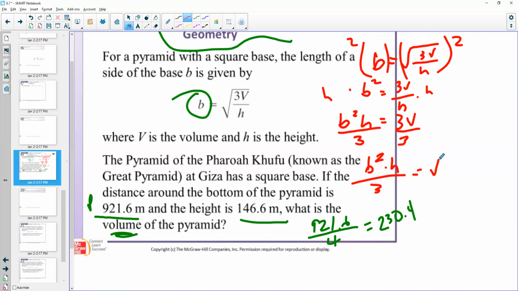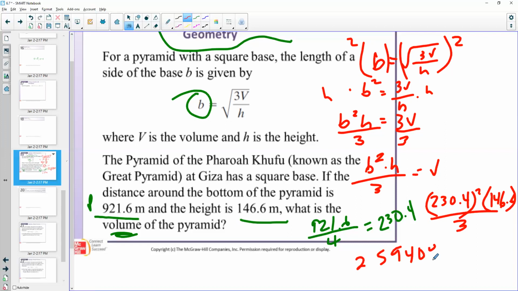I have all those things. I know that B, the length of one side of the base, is 230.4. I'm going to square that, multiply it by the height, which is 146.6, and divide that whole thing by 3. You have a calculator. You can do this. What's the volume? The volume's a big old number. It is 2,594,446 meters cubed. Remember there are units for things, right?